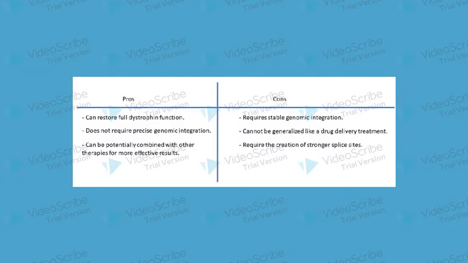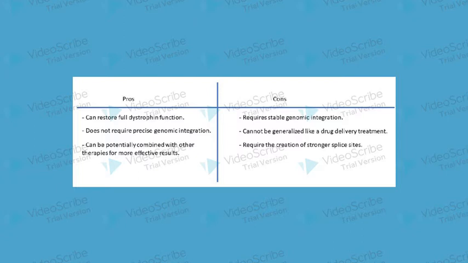However, in order to do this, it requires stable genomic integration. However, compared to other future therapies such as genomic repair, it does not require precise genomic integration, as it does not need to edit the dystrophin gene itself, only supplement it.